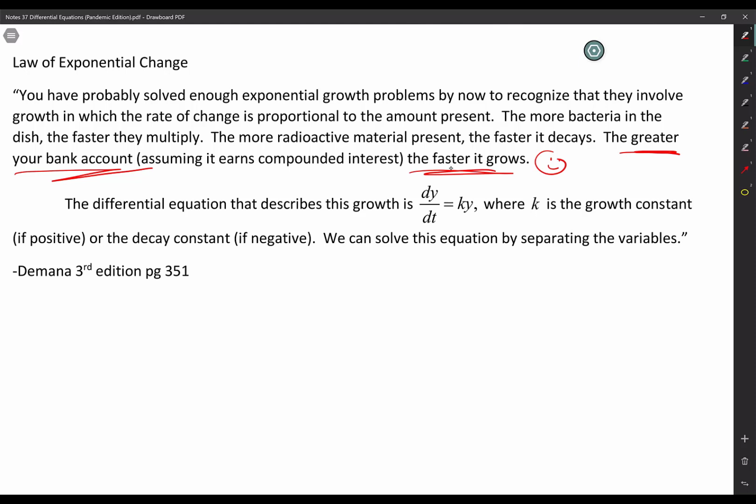The differential equation that describes this growth is that guy. Put a star next to it. That's super important. Where k is the growth constant if positive or decay constant if negative. We can solve this equation by separating the variables. Look, I went ahead and noted that one.